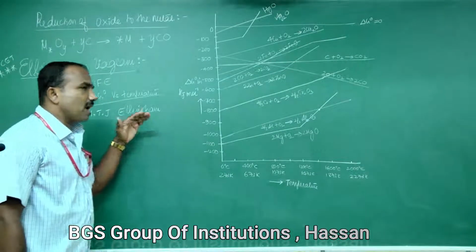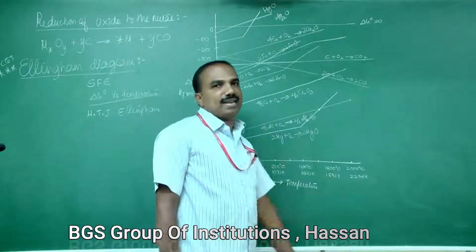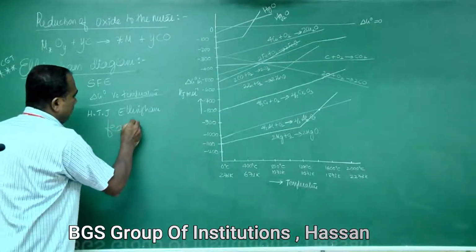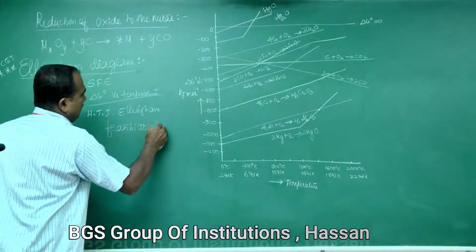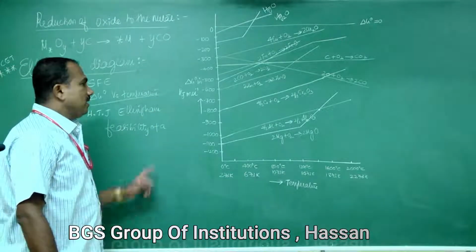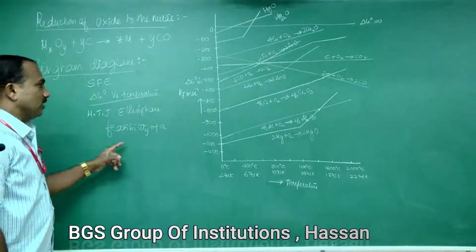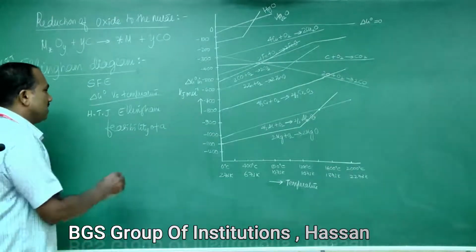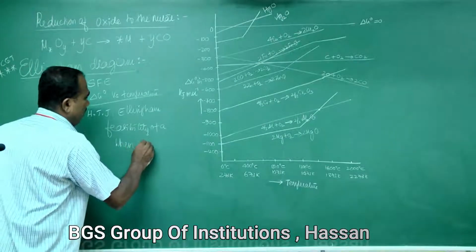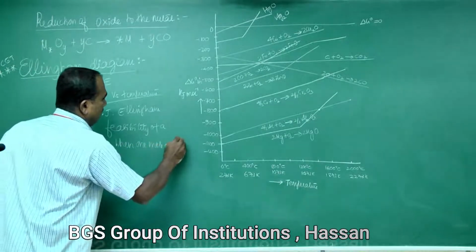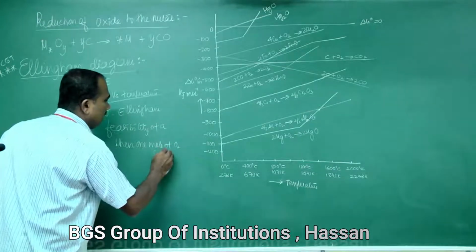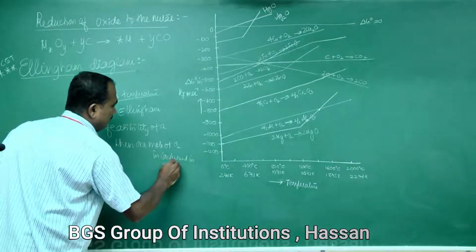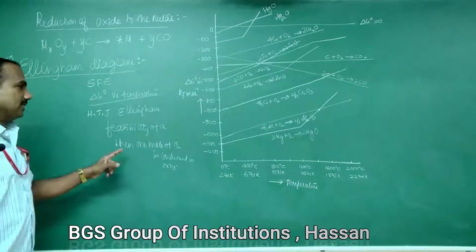So the Ellingham diagram also explains the thermodynamic feasibility of a reaction, when 1 mole of oxygen is consumed in every reaction. So this is the criteria.